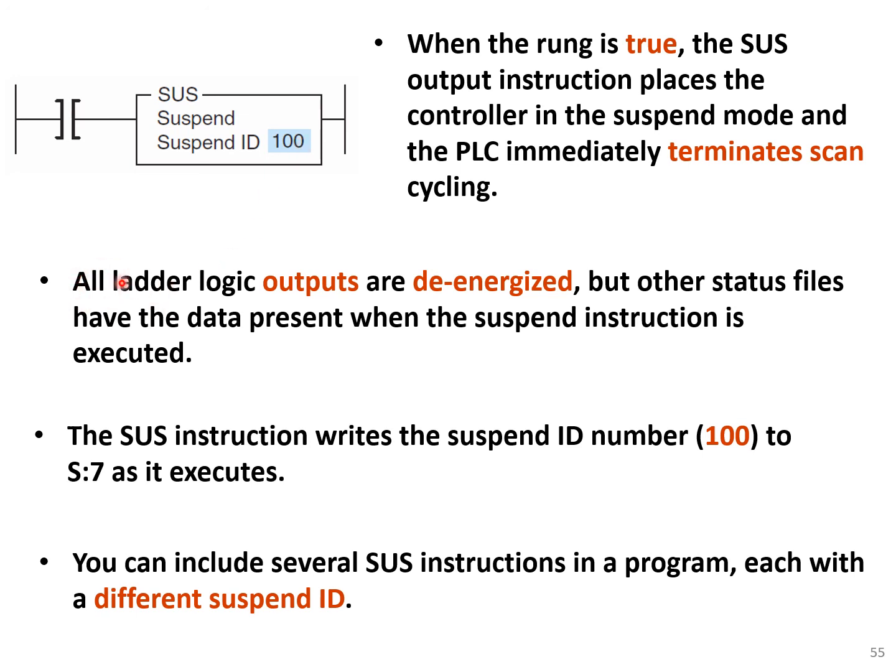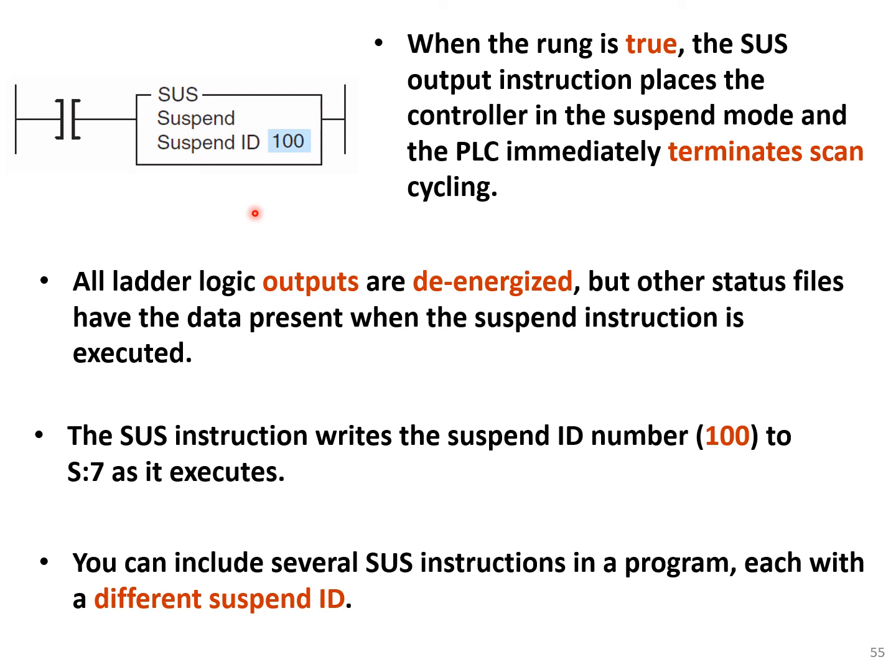All ladder logic outputs are de-energized, but other status files have the data present when the suspend instruction is executed. The SUS instruction writes the suspend ID number to S7 as it executes. So this is a file, basically a database. If we look at the S7 file, we know that this suspend is activated, not the other ones. We could have a couple of suspends.